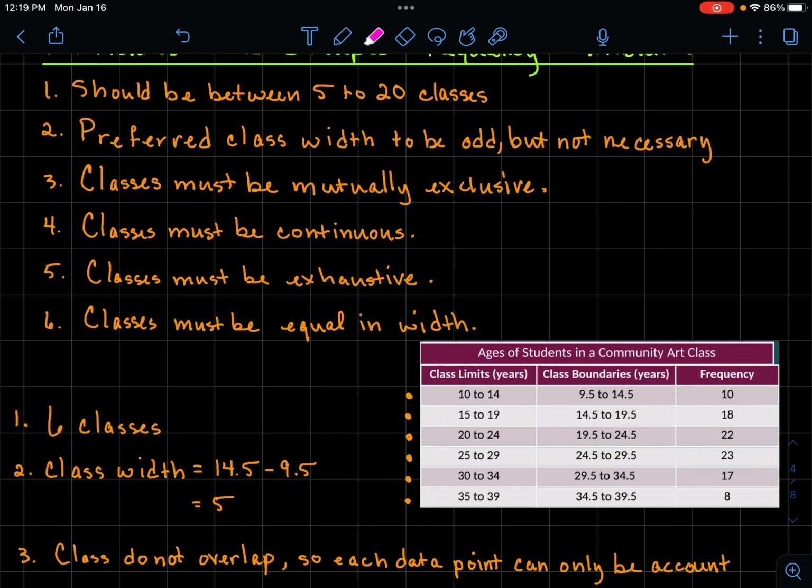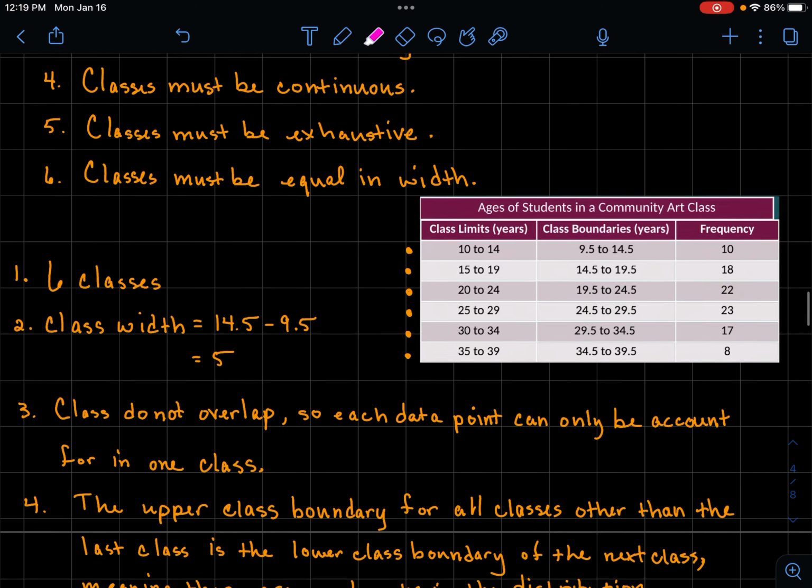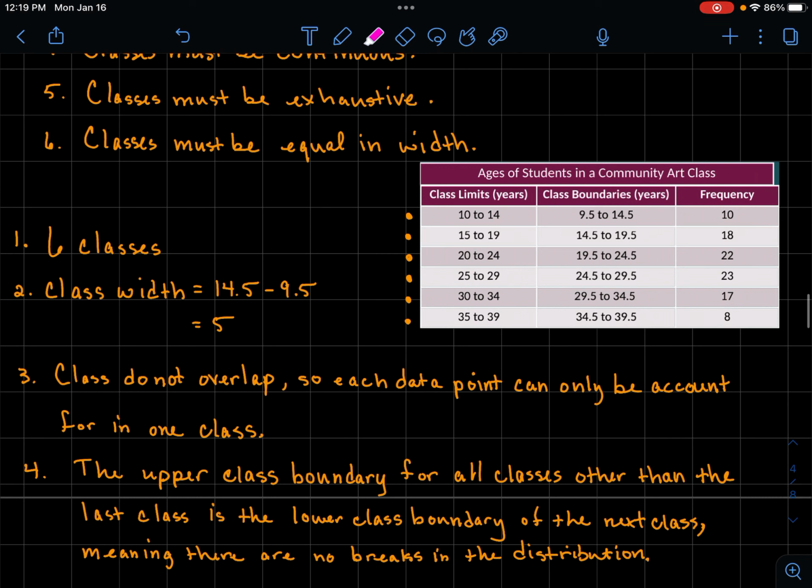Three, are the classes mutually exclusive? Classes don't overlap. There's not an age that falls within 10 to 14 that would also fall between 15 to 19 and continue out to the rest of our data. So this is definitely mutually exclusive data. Four, are the classes continuous? Well, they are going to be continuous because the upper class boundary for all the classes is also the lower class boundary of the next class. So all of our data would be connected here.